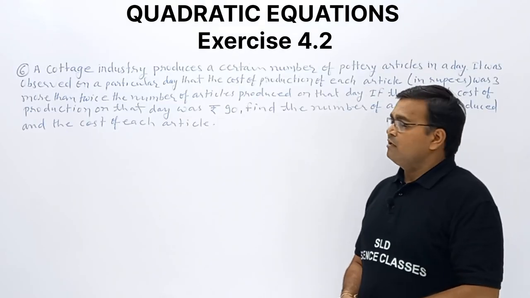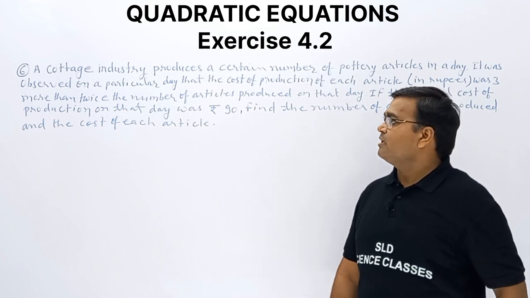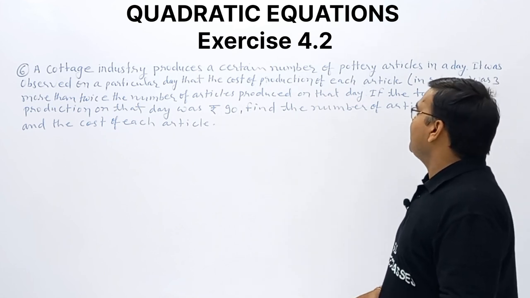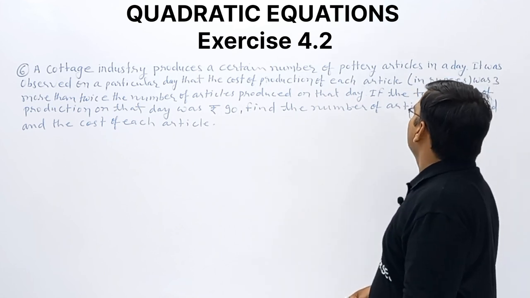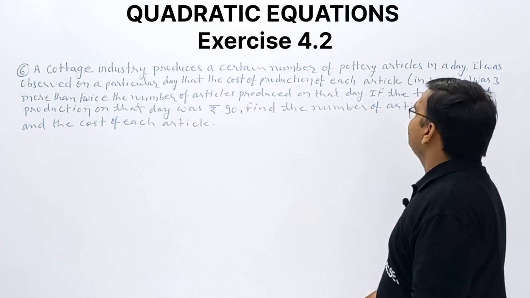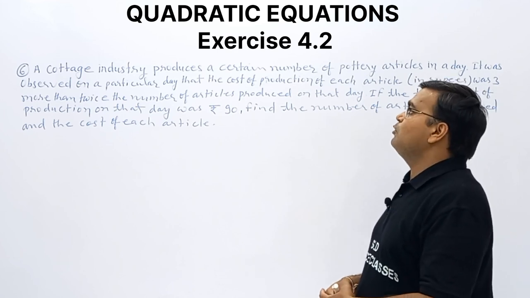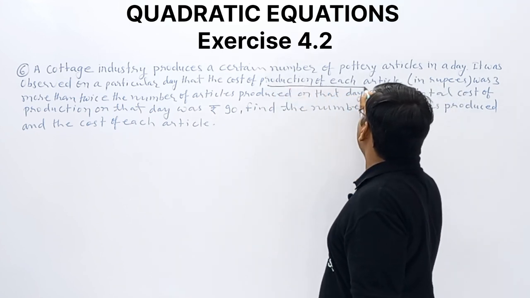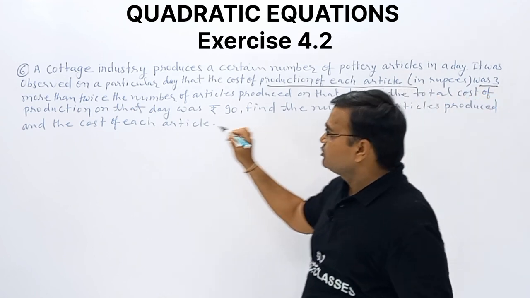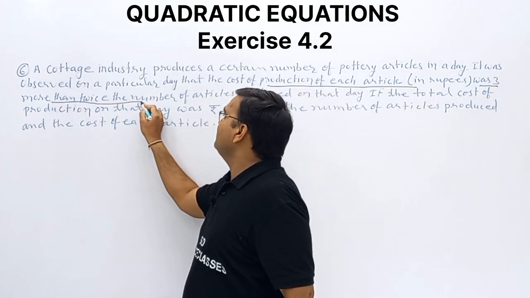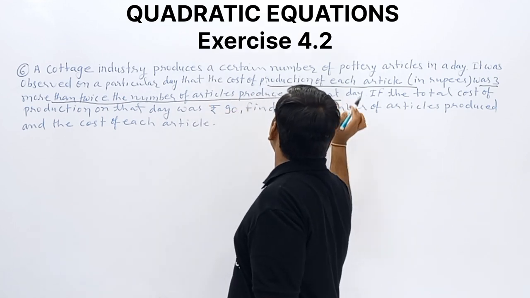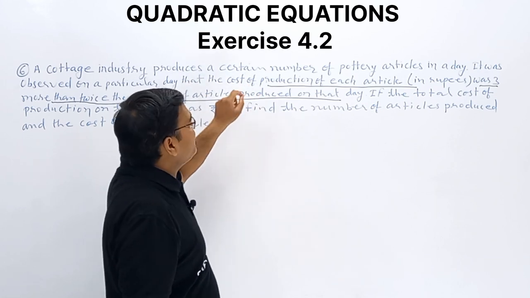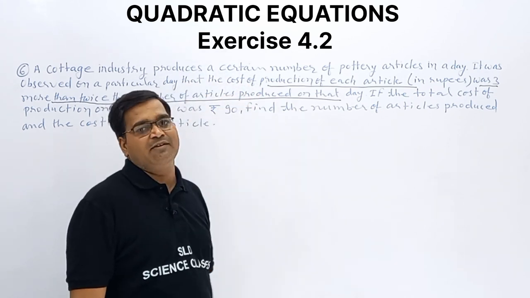Now I am taking the last question of this exercise. Question number 6. What is this? A cottage industry produces a certain number of pottery articles in a day. It was observed on a particular day that the cost of production of each article was 3 more than twice the number of the articles produced on that day. But we don't know the number of the articles produced on that day. So we will assume that one.